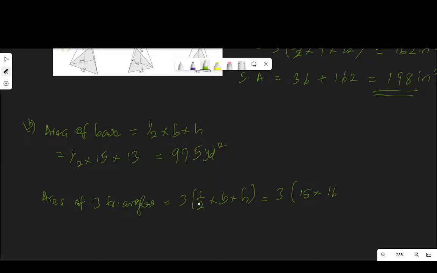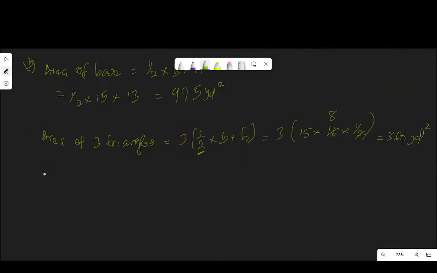Oh, I did not put half here. I omitted this, so let me write it here times half. Okay, 2 here, 1, 2 here, 8. Now 8 times 15. Then multiply by 3 times 3. 360. 360 yard square.